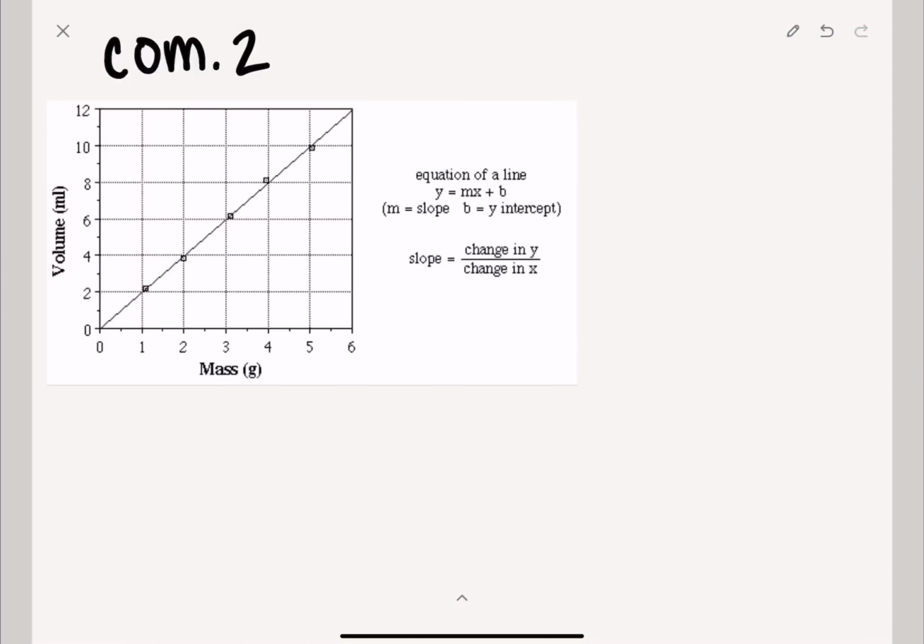In this tutorial, we're taking a look at Com.2. I can analyze the slope and y-intercept for a line of best fit to explain a scientific relationship. So the first thing we need to do is calculate slope.